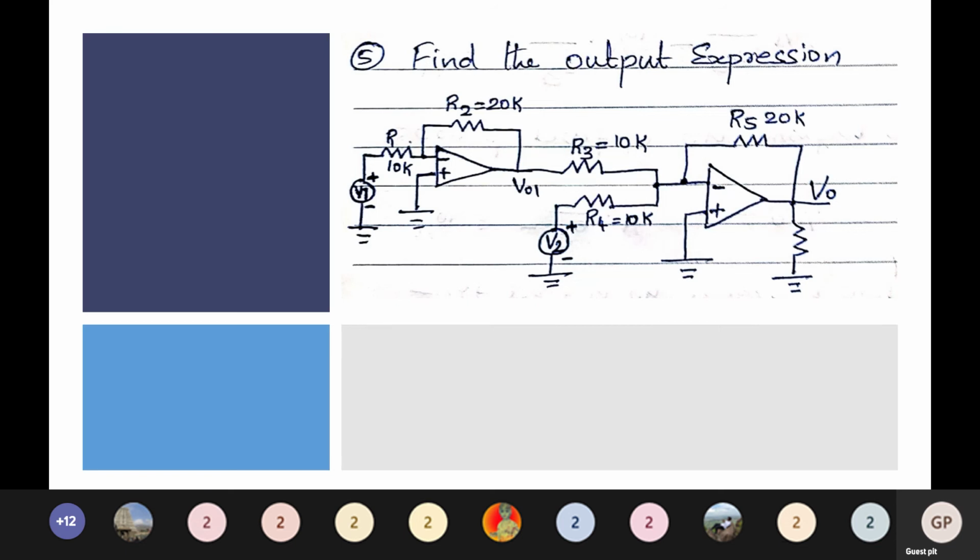Yes, see, you can easily make it out. This first part, you can see input is given through a resistor to the inverting terminal. You have non-inverting grounded and you can see a feedback here. So what circuit is this? This is basically an inverting amplifier circuit. It is an inverting amplifier circuit.